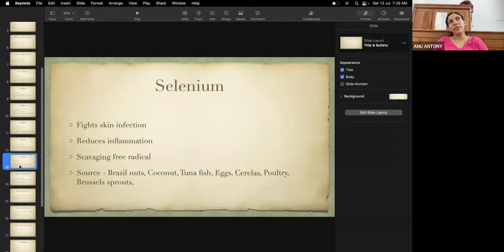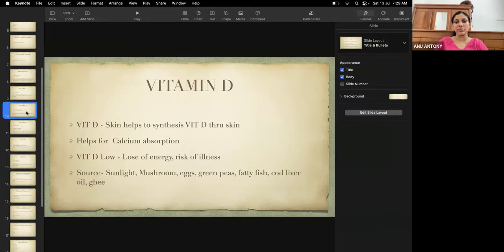See, as I mentioned, the sun is the basic source of vitamin D. Also, some other things which we have discussed: mushroom, eggs, green peas, fatty fish or cod liver oil, and ghee help for the absorption. But it is not up to the sunlight. So, what you can do is start consuming a little bit of ghee with edible dry gooseberry powder before lunch or something like that. That will also help for the proper absorption of vitamin D. But it won't come up to the mark, because, as I mentioned, sunlight is the best source.